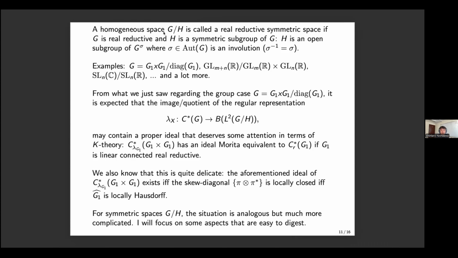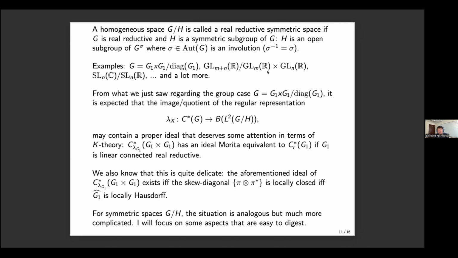A homogeneous space is called real reductive if G is real reductive in the sense I described, for example, and H is a symmetric subgroup of G. That means H is an open subgroup of G sigma, where sigma is an involution. There are many examples. The example I gave you, G times G mod diagonal G, is of this kind, which is called the group case. But there are many other examples, like SLN C mod SLN R, or GLM plus N mod GLM times GLN, although this is not connected, it's fine. But this space itself is connected, I think.